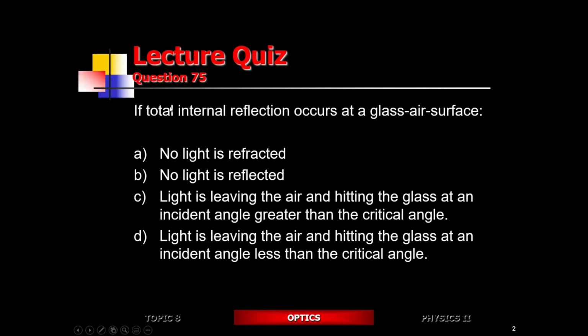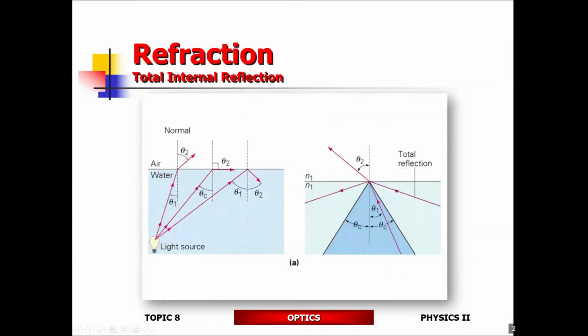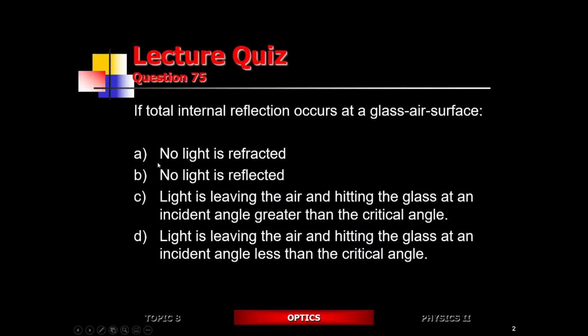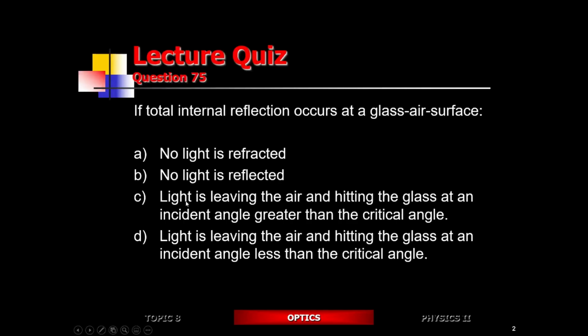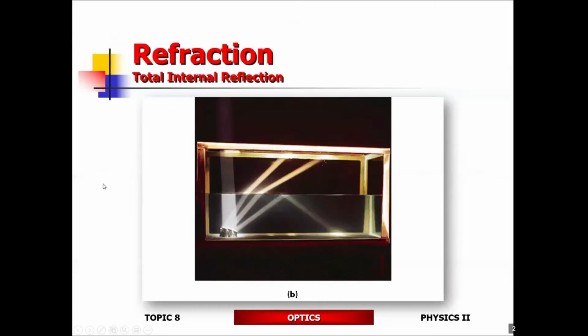If total internal reflection occurs at the boundary, what does it mean? Notice that no light is escaping from that medium, so no light is being refracted. So the best answer is A. Those of you who picked A, give yourself 2 points. If there's total internal reflection, no light is going to be able to escape from the material, which means there's no refraction. Does that make sense? So the best answer is A in this case.